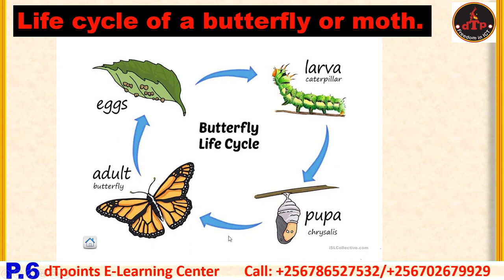After some time the pupa changes into an adult, and eventually the adult again begins laying eggs, and the cycle continues. That's why we say a life cycle. A life moves like a circle. Are we together? Yes. That is all about this diagram, the life cycle of a butterfly or a moth.